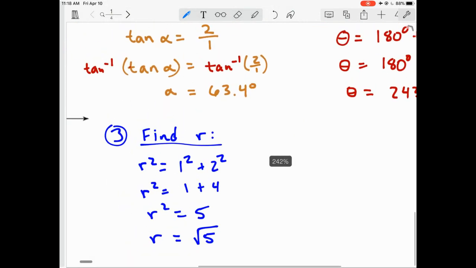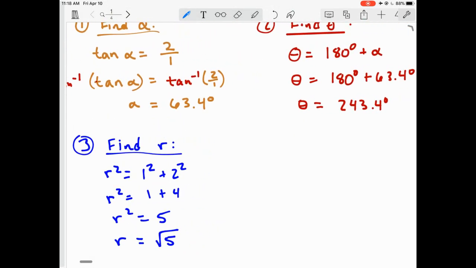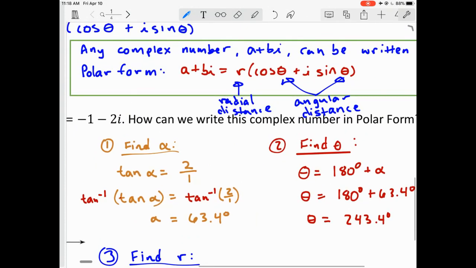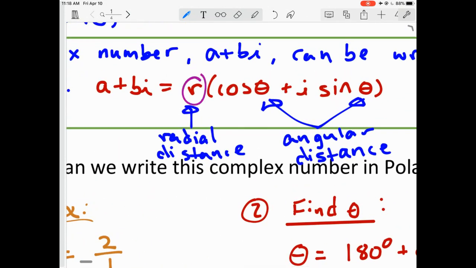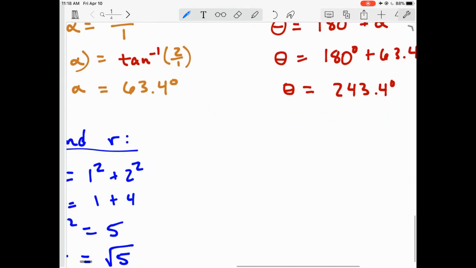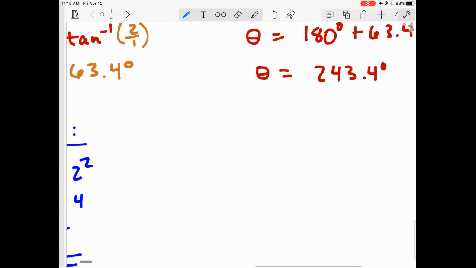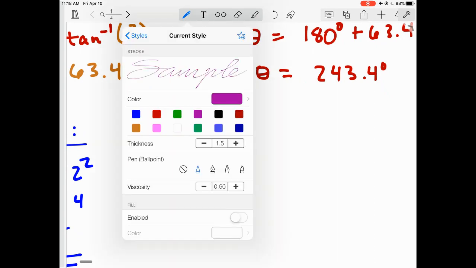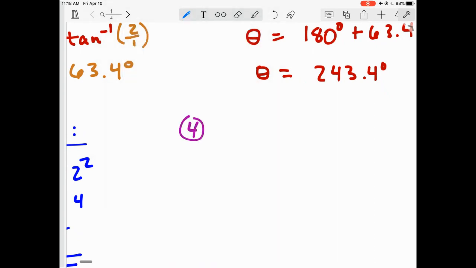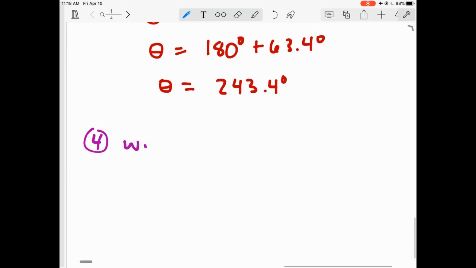And now we know r, we know theta. We can write in this form we just discovered up here. r, theta, plug those in, and we would have our polar form. So, last step. We'll write z in polar form.